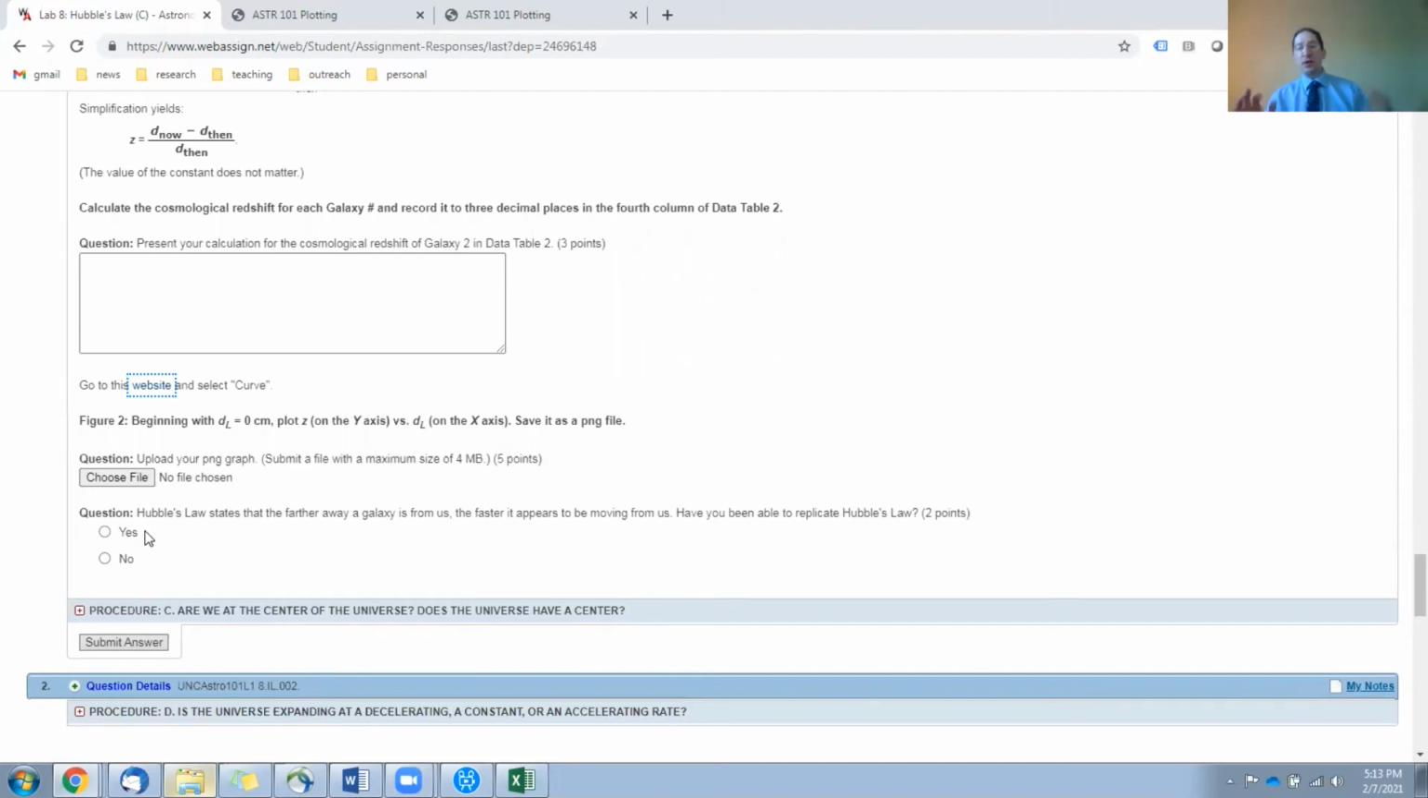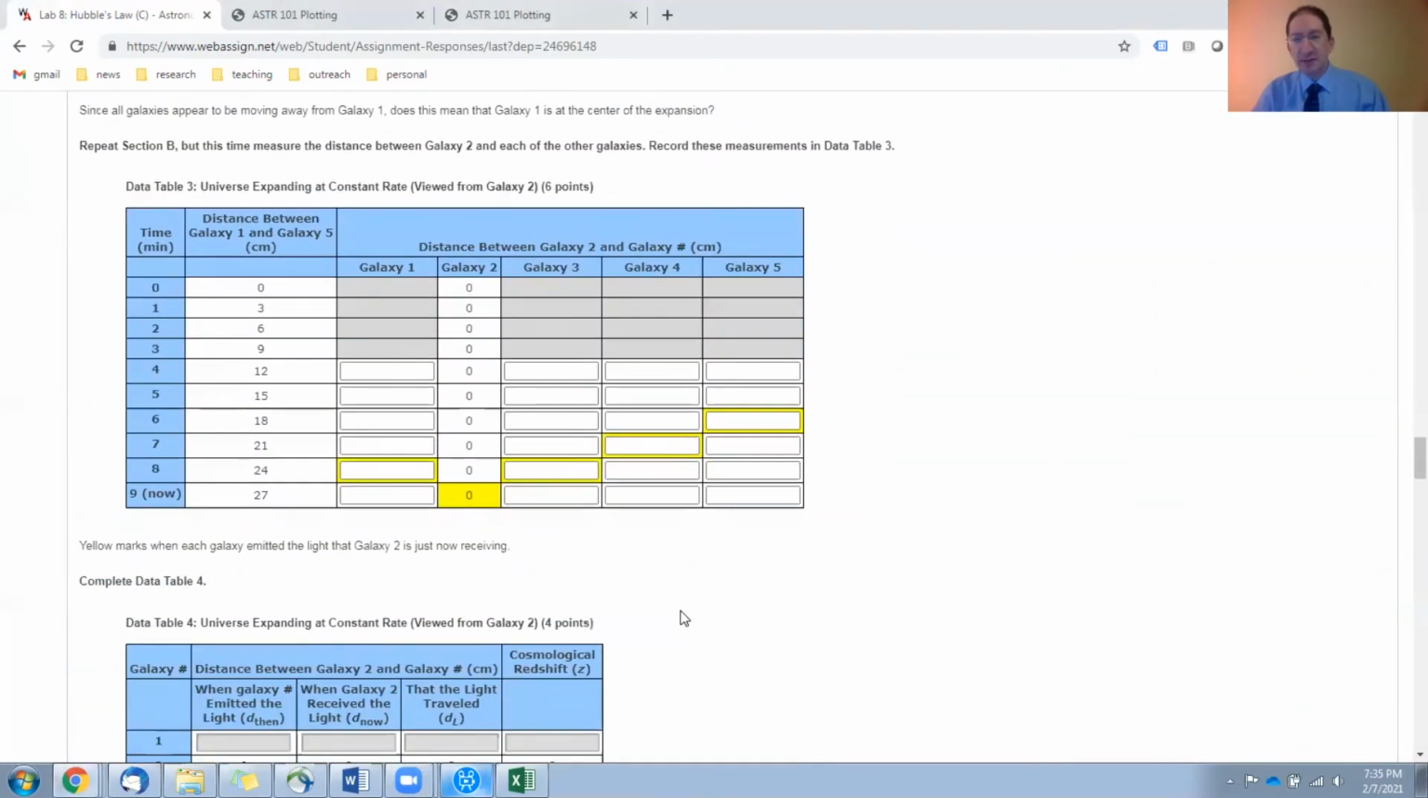Okay, so what we have done is we've determined Hubble's law as measured from galaxy 1. Now suppose we are in galaxy 1. As we've already learned, that means all the galaxies appear to be moving away from us, and you could come to the mistaken conclusion that you are at the center of all things. If everything is moving away from you, maybe you're at the center. So in procedure section C, we're going to repeat this experiment, but we're going to make all of our measurements from the vantage point of galaxy 2.